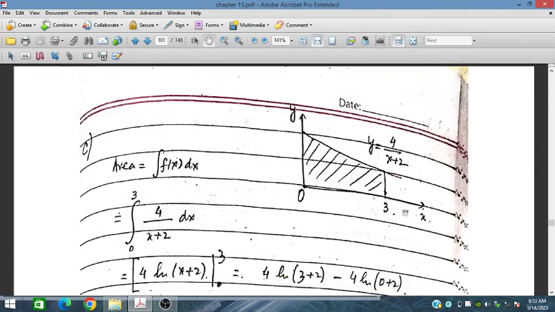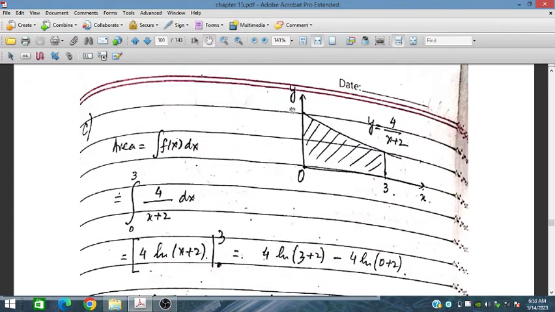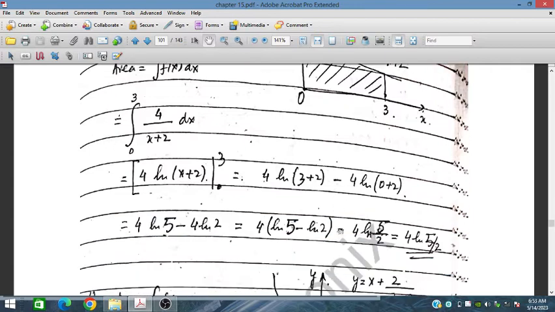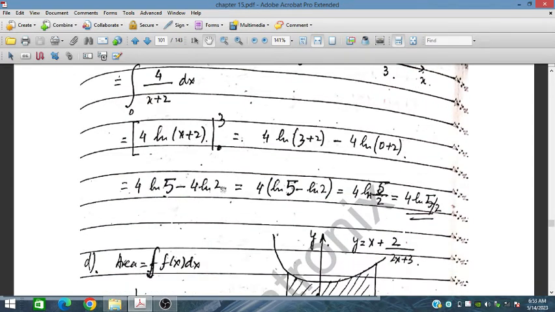Similarly, for part C, we have y equal to 4 upon x plus 2, with limits 0 to 3. In place of f(x), we have 4 upon x plus 2. The 4 is a constant, and x plus 2 is a single term, so we take the integral as a log value, ln of x plus 2, with limits 0 to 3. On substituting this limit, we have 4 ln 5 by 2.